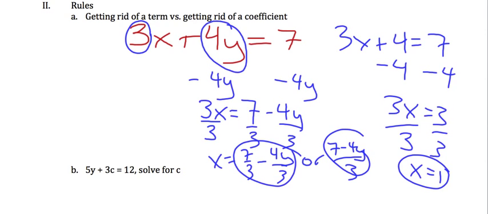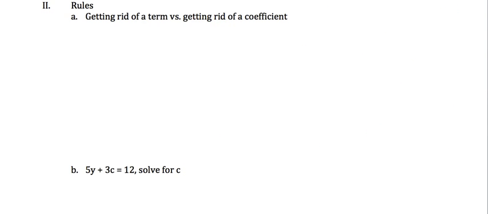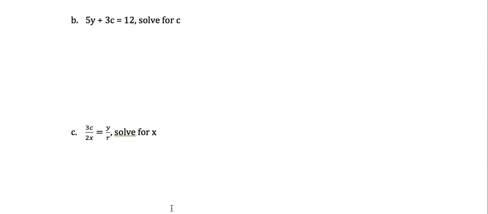So we have an answer for x, but there's a y in the answer itself. Why don't you guys try b here? Try b. You're going to solve for c in this one. Try that, pause, and then come back.